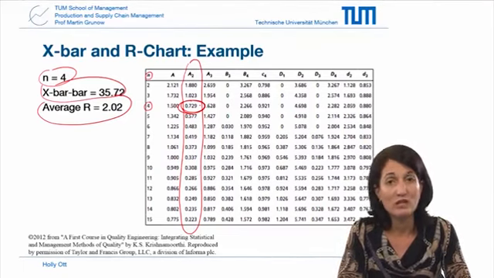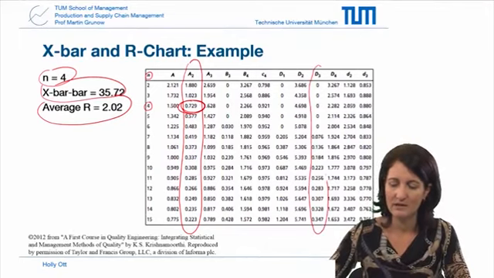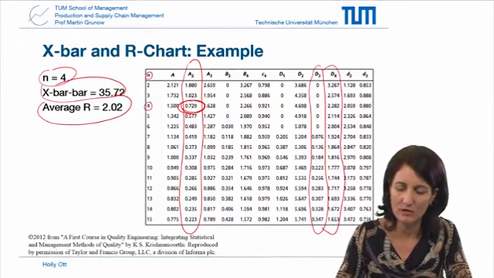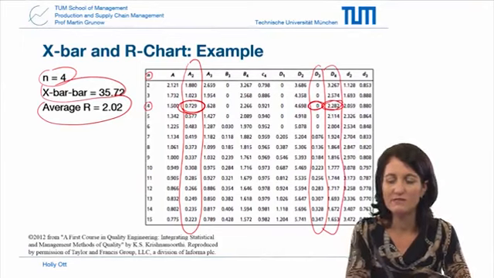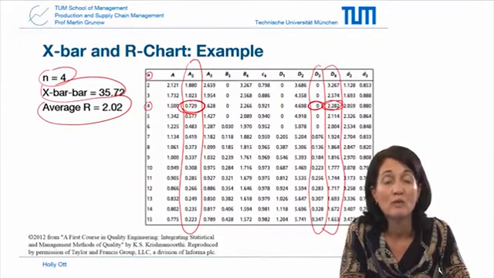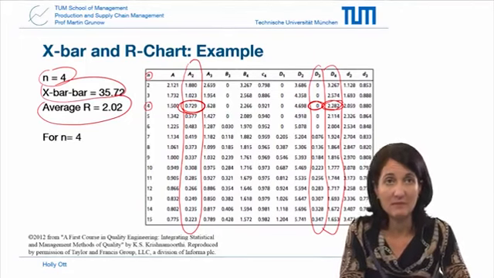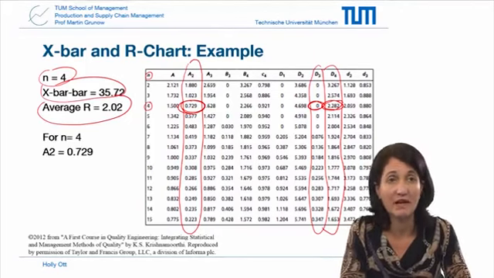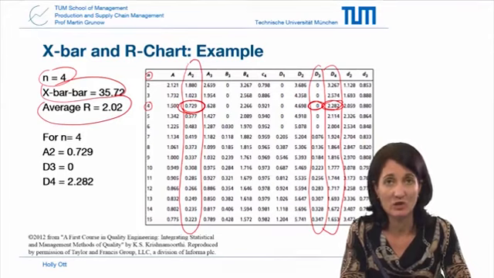And for the range control charts, we needed to have D3 and D4. And likewise, for n equals 4, we have D3 is equal to 0, and D4 is equal to 2.82. So we can use these constants then, as I've got written down here. A2, 0.729, D3 is 0, and D4 is 2.82.